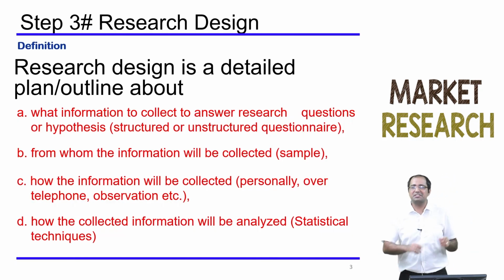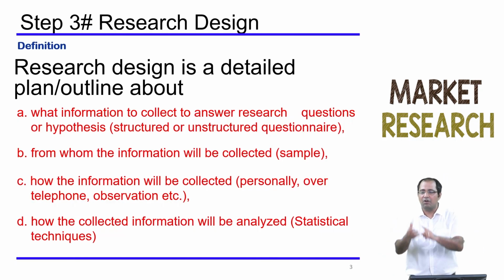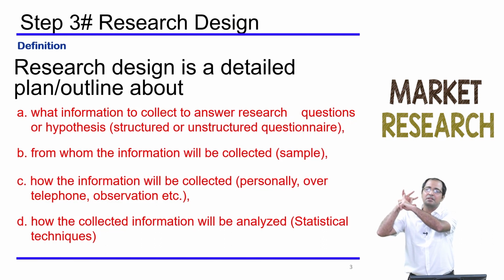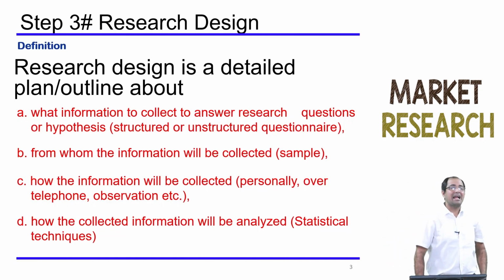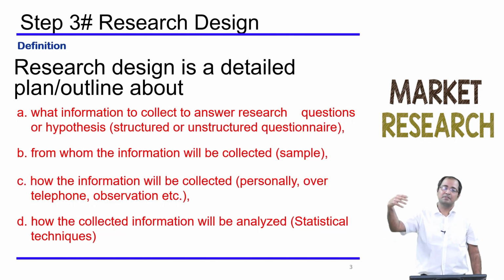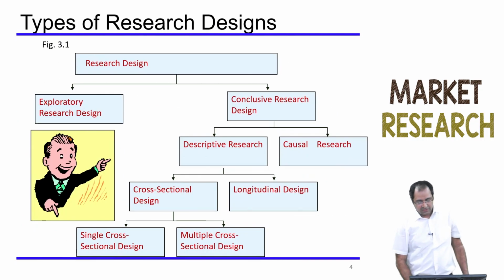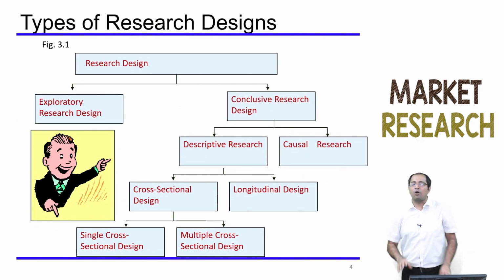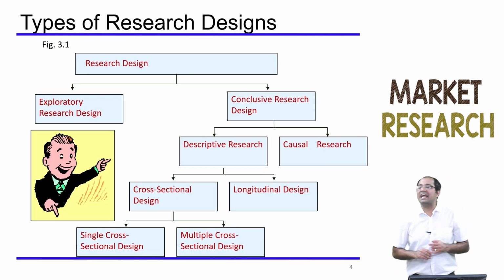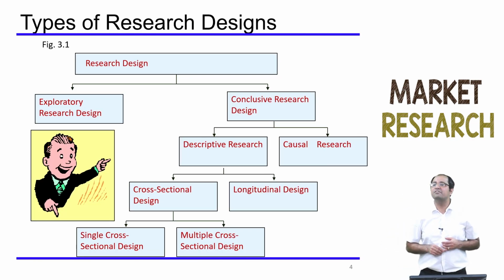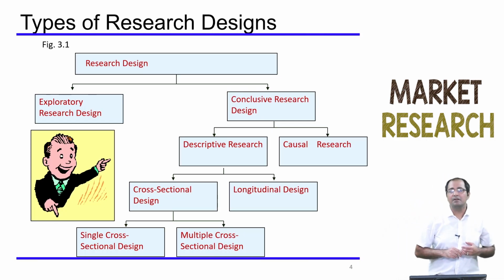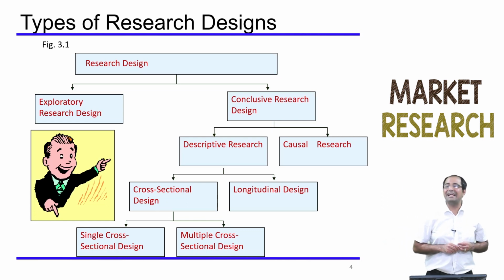So anyways, research design is the detailed plan about what information we are going to collect, how we are going to collect it, where, when, from whom, and from how many participants. Once we collect the data, how we are going to analyze it is all part of the research design. Research design broadly is of two types: one is the exploratory research design and the other is the conclusive research design.